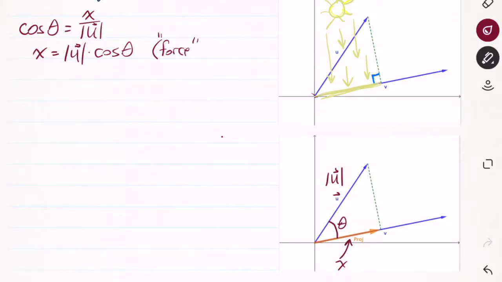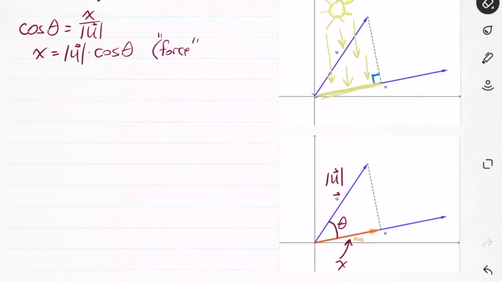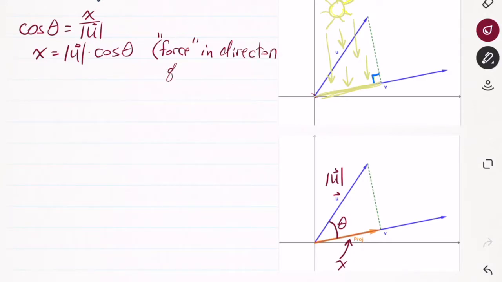And it's not always force, but I like saying force because it's easier to understand pulling something with a specific force in the direction of v. And this is u's force in the direction of v. So we're just going to call that a fancy name and call it literally, well, up here, projection. All right, so that's the amount of force in the direction of v.